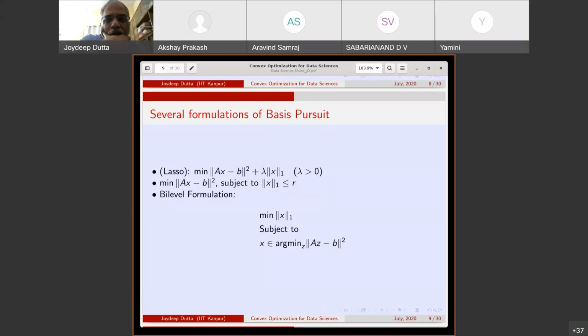Sometimes, if the number of equations is much larger than the number of variables in Ax equal to B, it might not have a solution. Then people seek an approximate solution, and you just find a point which minimizes the distance between Ax and B. So minimize norm Ax minus B whole square. That is called the least squares problem.